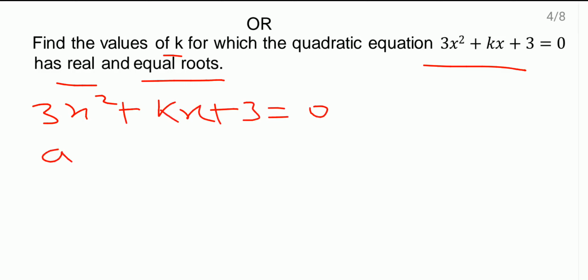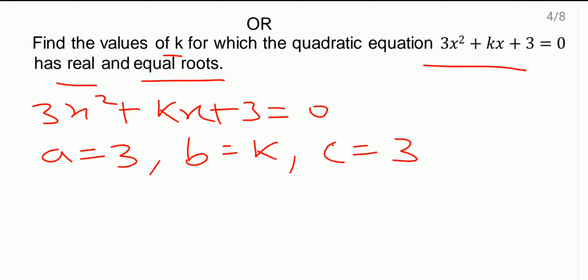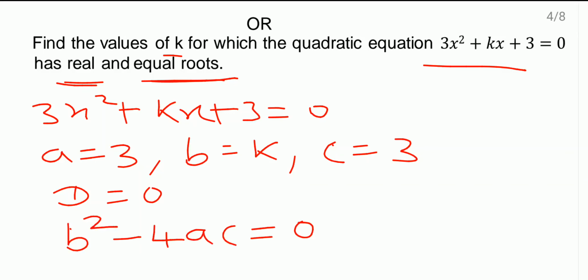Now here the value of a is 3. A means what? Coefficient of x². B is k, coefficient of x, and c is equal to 3, which is the constant. Now as they said, this equation has real and equal roots. So whenever this is the condition, real and equal roots, we'll write D = 0. D means what? Discriminant. So the formula for that is b² - 4ac = 0.